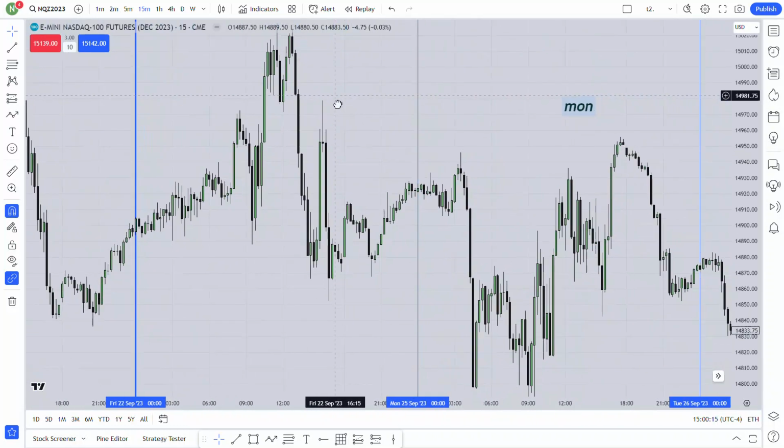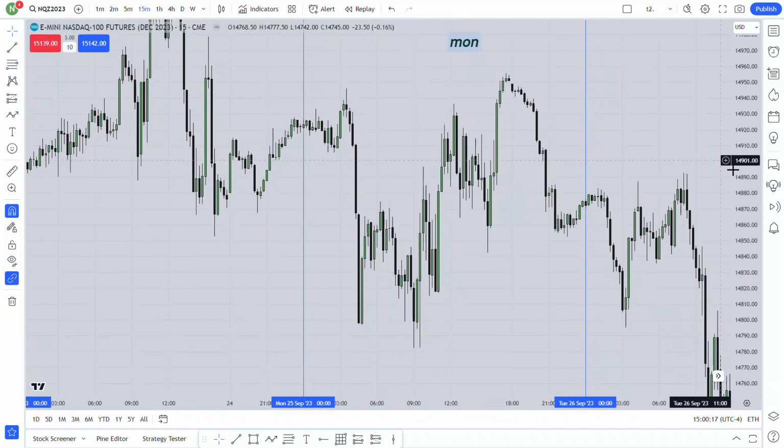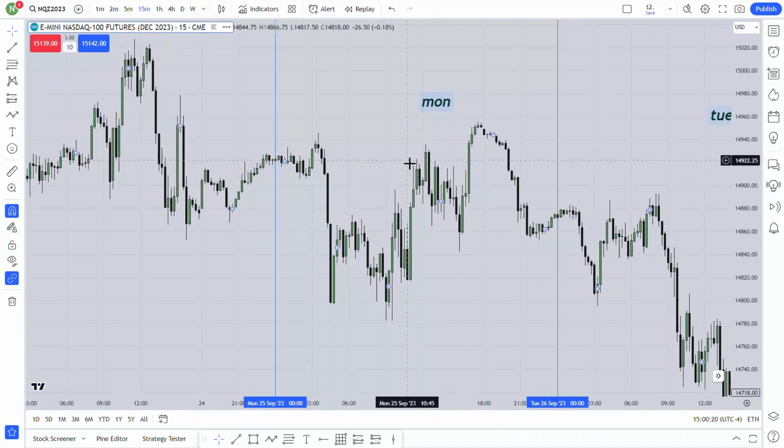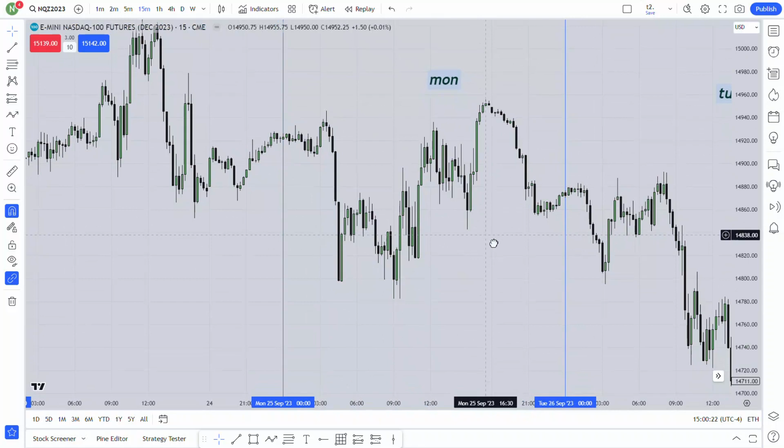So this is the week. I will go to the next week. Okay, I am going to the Monday. So here is Monday's price action.